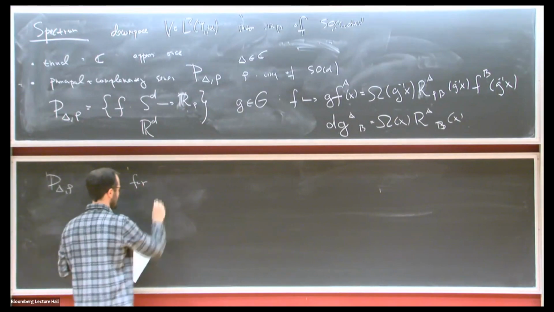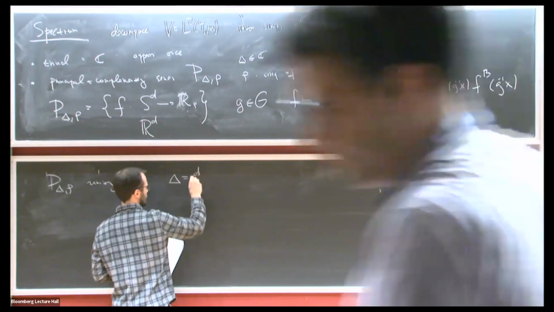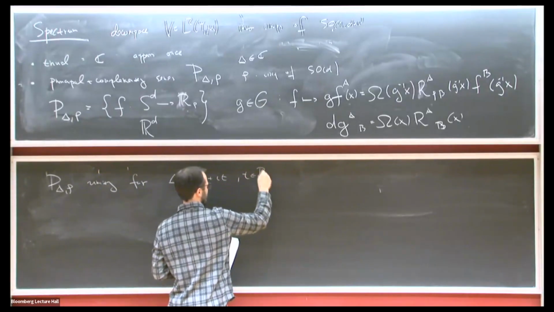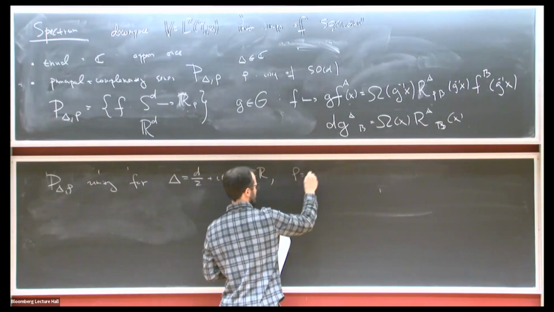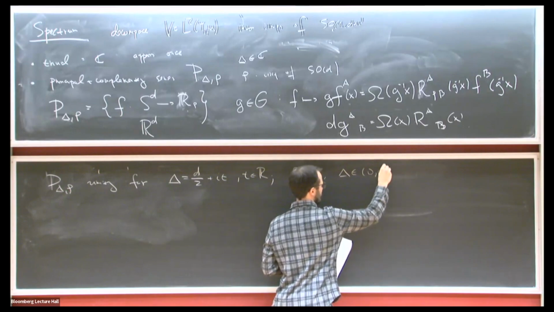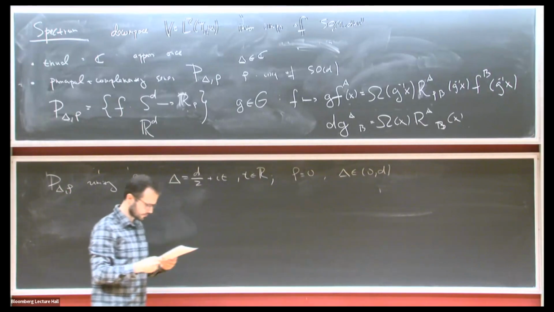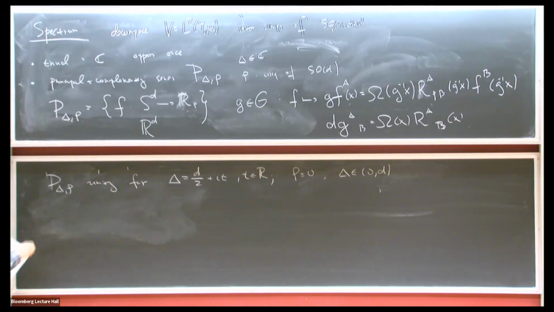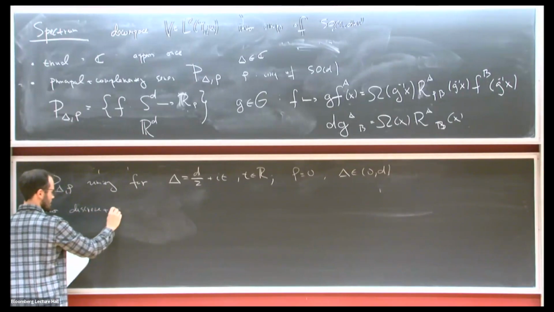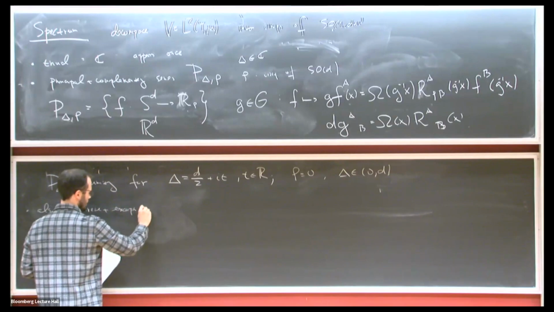So it's unitary on the so-called principal series, when delta is d over 2 plus it, t is real, or when rho is 0 and delta is between 0 and d. Okay, so this completes the discussion of the principal and complementary series. There are also discrete and exceptional series, but they won't really play a role today.